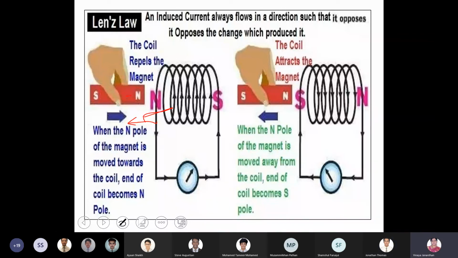Yes. An induced current always flows in a direction such that it opposes the change which produces it. Now, what do you mean by that? Look at this, boys. I'm just going for the second diagram. A bar magnet is moving away from a coil.